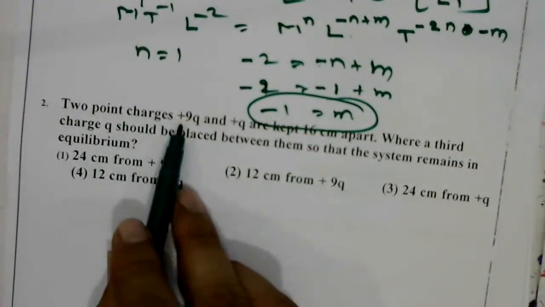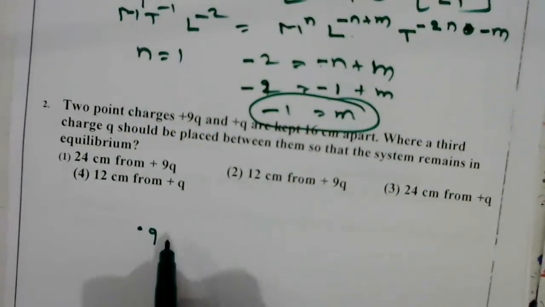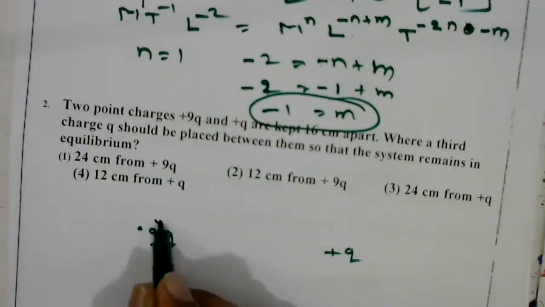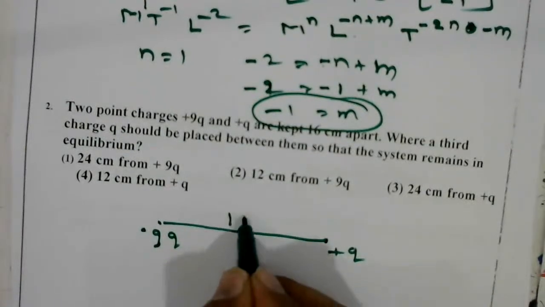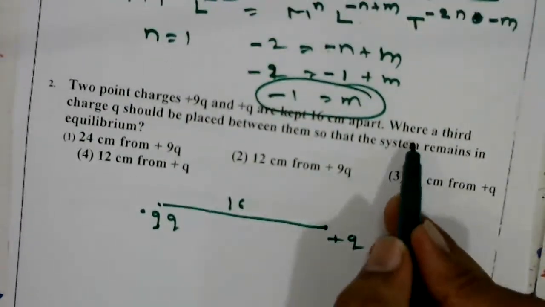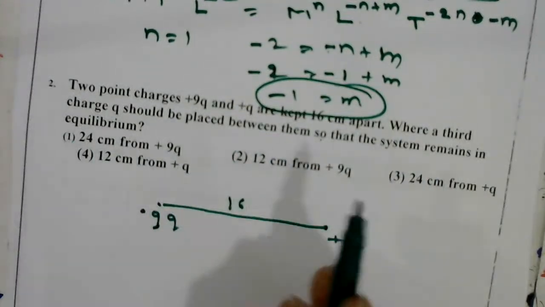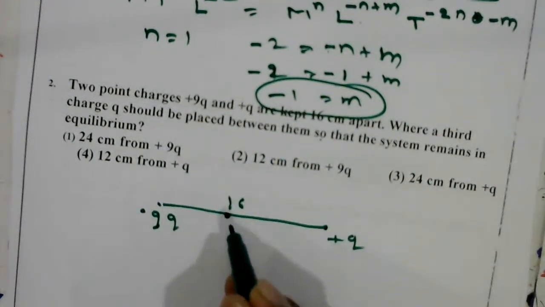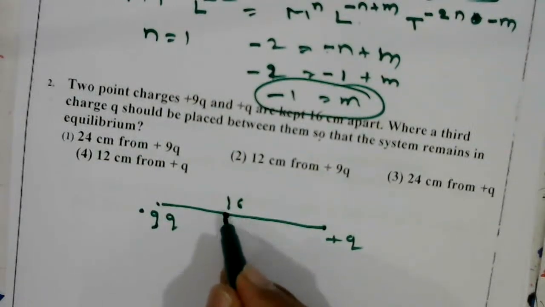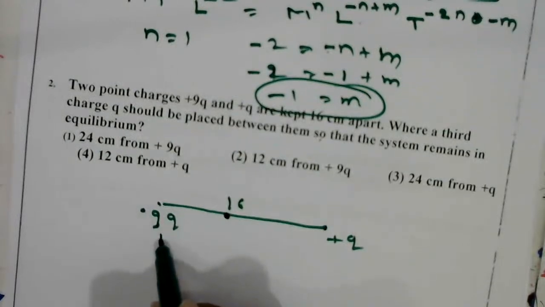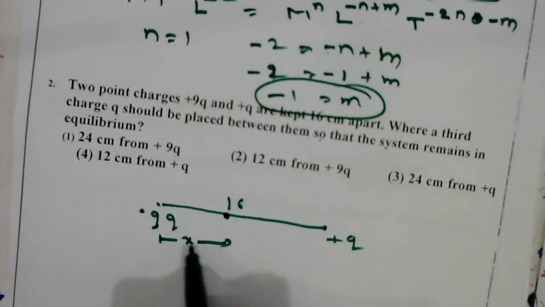Next one. Two point charges plus 9q and plus q are placed at a distance of 16 centimeter. Where should a third charge q be placed between them so that the system remains in equilibrium? Net force acting in between, somewhere we will get a null point. We are going to find the null point. From 9q I am going to find x.